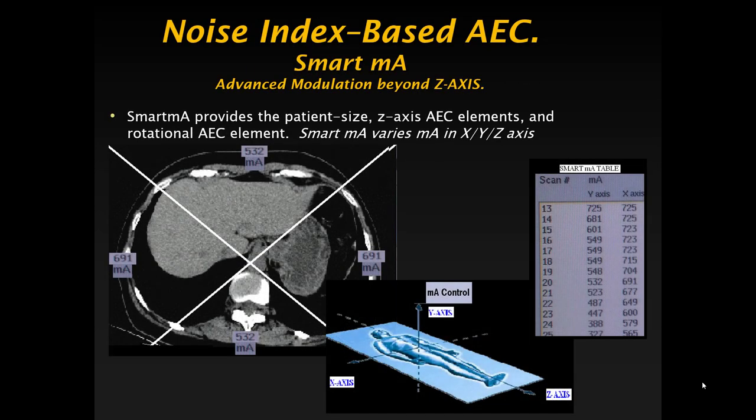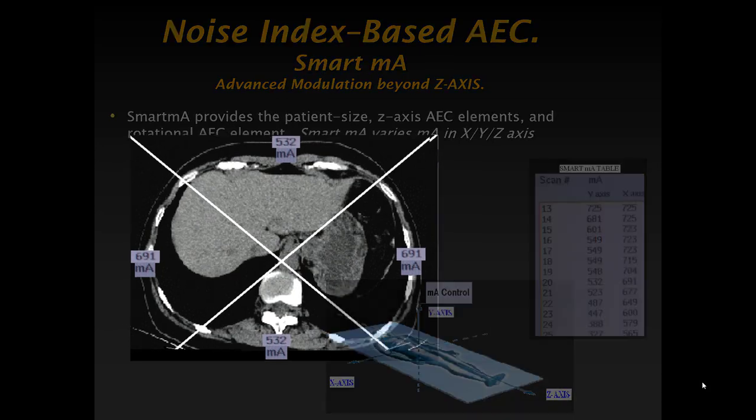Now, AutoMA is kind of a relic of the past. Now we're using SmartMA, which gives us XYZ modulation. Essentially what that means is as the x-ray tube rotates around the patient, it's going to recognize that you're going to have different attenuation values from the anterior-posterior projections compared to the lateral projections. And it's going to give you essentially four exposure values as it rotates around the patient.